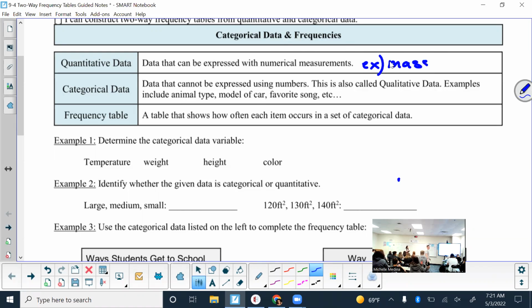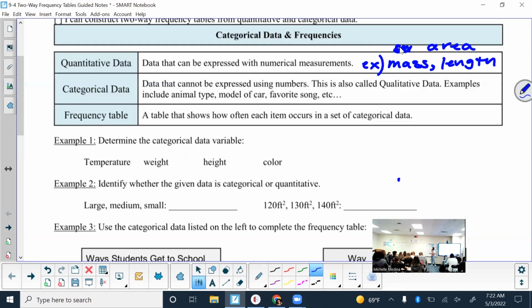Okay. So here's one, there's mass. What else has numbers? What can you measure that is a numerical measurement? Length, good. What else? Area. Basically anything that has a number will go in the quantitative data.